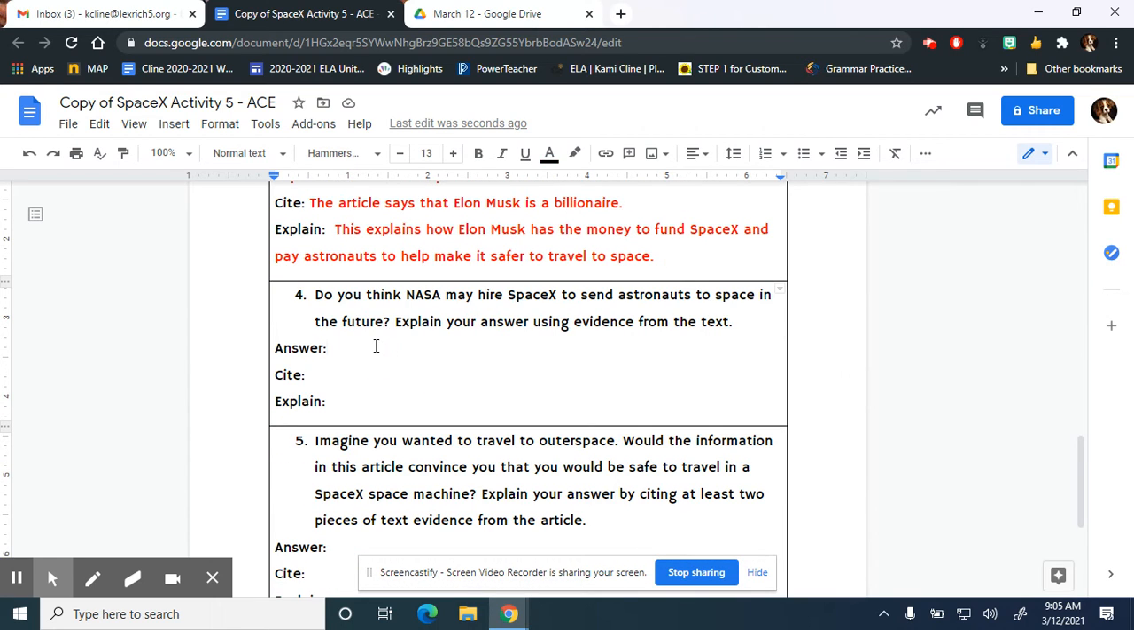Okay, now for this one, I'm going to help you out with the first part, and I want you to finish the second part for yourself. The question says, do you think NASA may hire SpaceX to send astronauts to space in the future? I think they would, probably. And actually, this article was written in 2019. Now, with knowledge, I know that they just recently did send people to space.